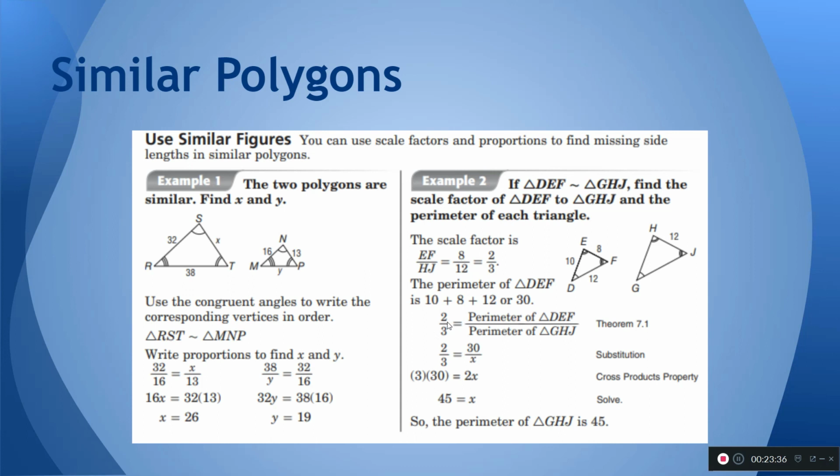Our scale factor of 2/3 is equal to, and we're setting up another ratio over here, the perimeter of one of our figures over the perimeter of our second figure. We've figured out the perimeter of one, so we've got 2/3 equals 30, and we're looking for the other, which is x. So 30 over x. We cross multiply, 3 times 30. We get 2x on the other side. Once we multiply that out and solve for x, we get x equals 45. The perimeter of this figure here is 45.